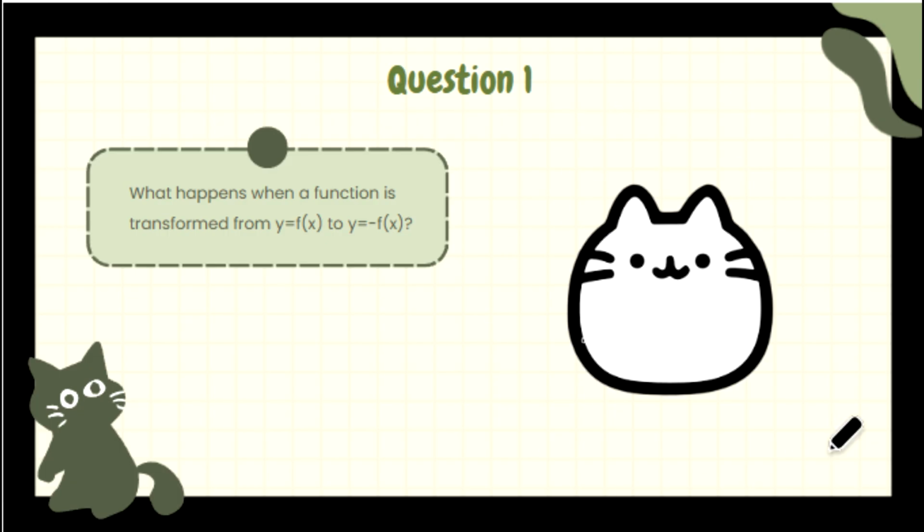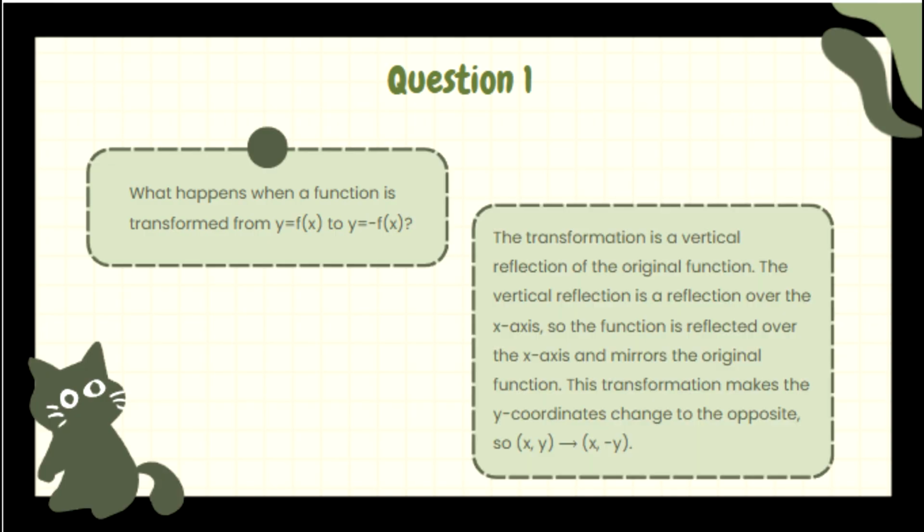Question 1, your turn. What happens when a function is transformed from y equals f of x into y equals negative f of x? Answer it. You should know by now. The transformation is a vertical reflection of the original function. The vertical reflection is a reflection over the x-axis, so the function is reflected over the x-axis and mirrors the original function. This transformation makes the y-coordinates change to the opposite, so (x, y) becomes (x, negative y).